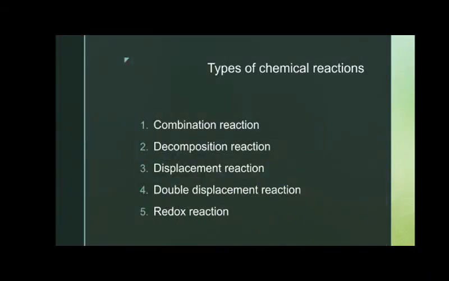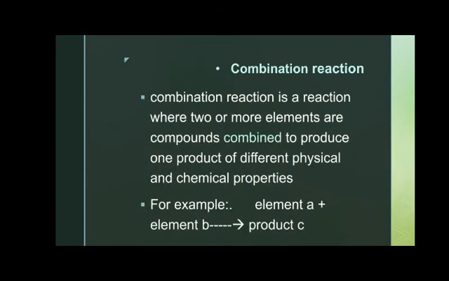Now, have a look over the types of chemical reactions. So, here they are. First one is combination reaction. Second one, decomposition reaction. Third, displacement reaction. Fourth, double displacement reaction. And the fifth one is redox reaction. Now, let us begin with the first type, combination reaction.